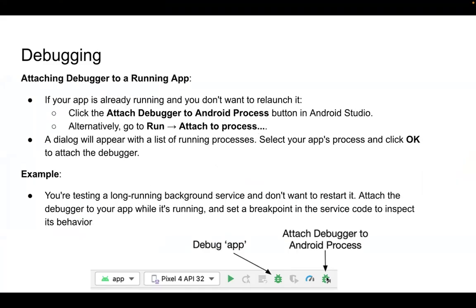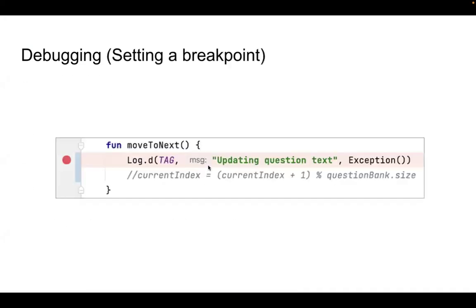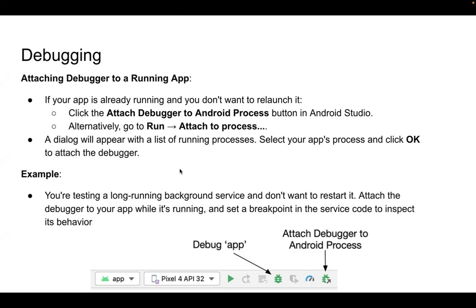What about attaching a debugger? If your app is already running and you don't want to relaunch it, you just want to attach the debugger, set that breakpoint, and run while the app is already running. For example, you're testing a long-running background service and don't want to restart it. Attach the debugger to your app while it's running and set the breakpoint in the service code to inspect its behavior.